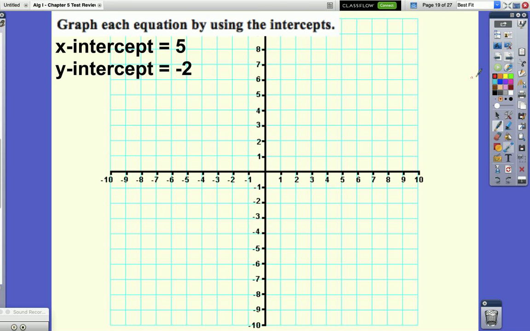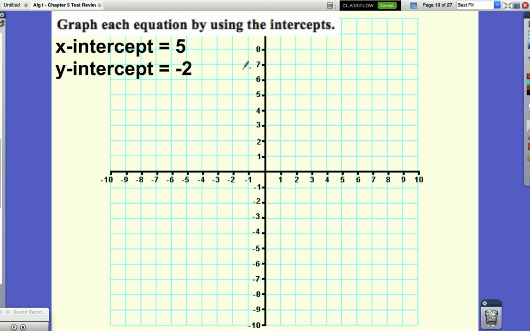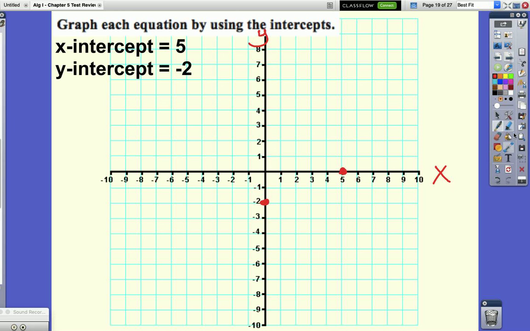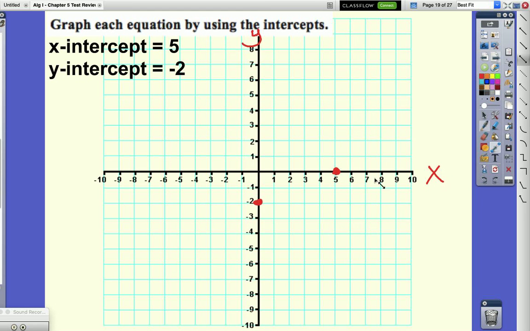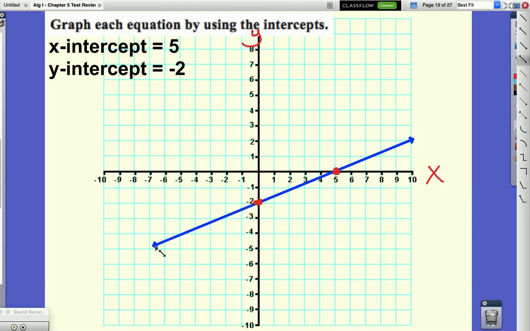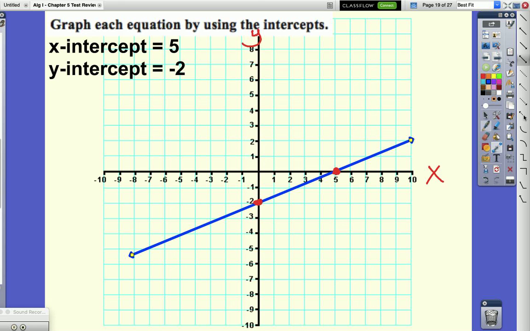I'm going to ask you to graph finding intercepts. So the x-intercept, all we do is we go on the x-axis to this number. So go to the x of 5, put a point. The y-intercept, we go on the y-axis to negative 2, put a point, and then we just draw a line. And that's our graph.